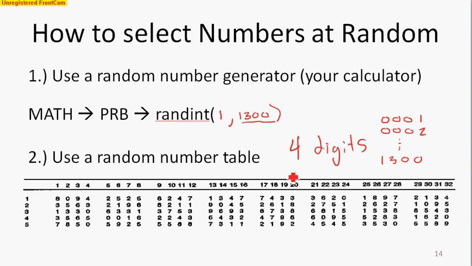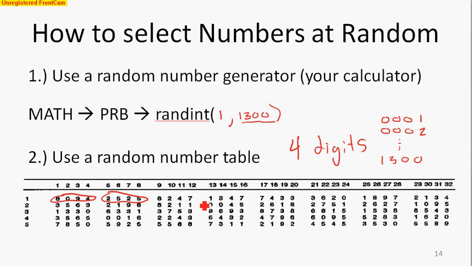So I would first say, okay, let's go to this random number table and let's look at 4 digits, okay? So 8094. Well, that's outside of my range. So I would have to say, ignore that number. Nobody has that number. And then I would go 2525. Okay, well, nobody has that number. And you would keep going until you actually generate your 40 numbers.